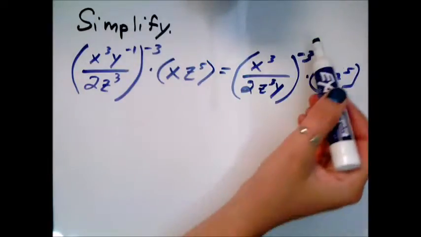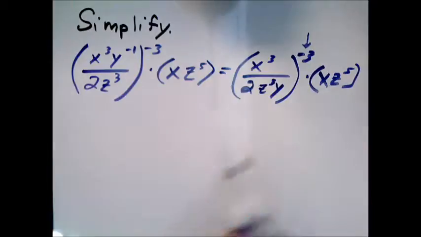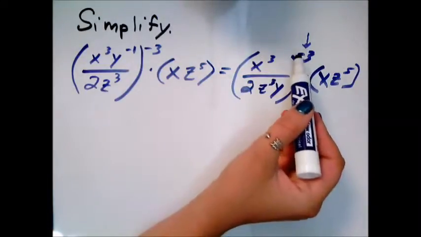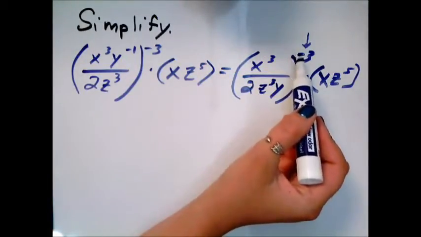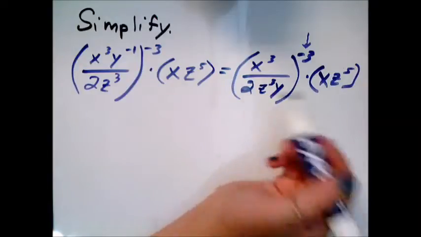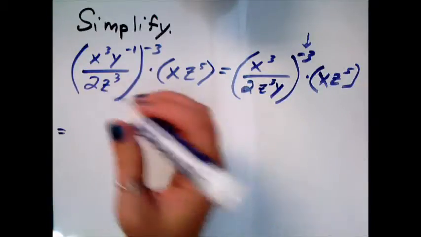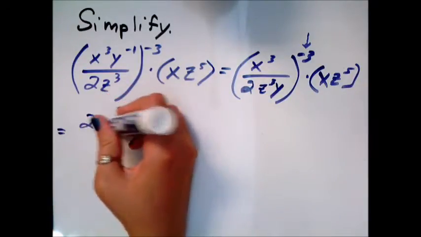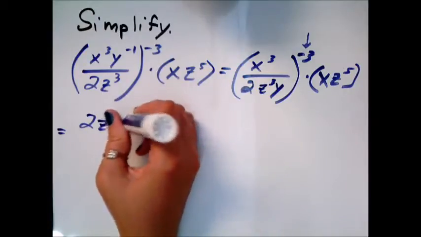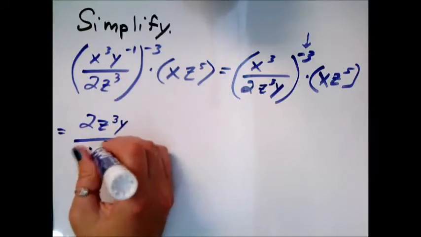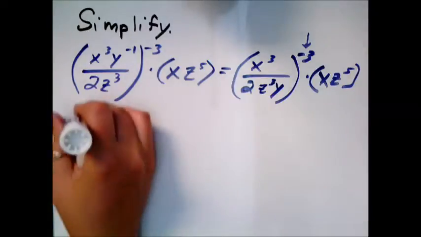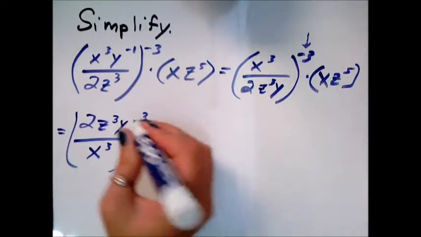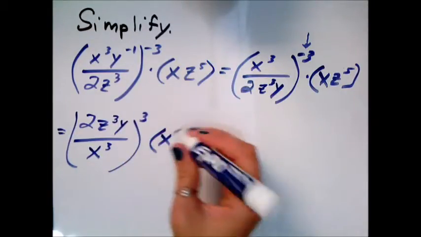So then next, I can look at this exponent comes before multiplication. And first, I'll just take care of the negative, so the reciprocal. See how it's on the whole thing? So I'm taking the reciprocal of the whole thing. So 2z to the third y ends up on the top, and x to the third ends up on the bottom. Now notice that didn't get rid of the exponent, it just got rid of the negative that was on the exponent.